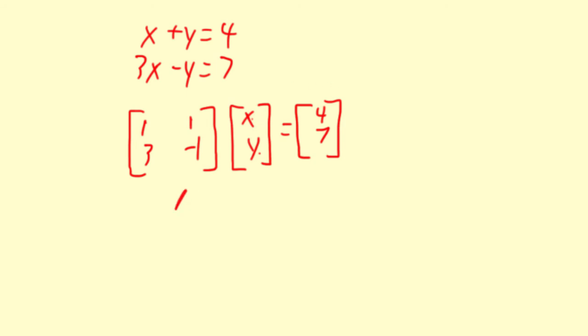So let's say this is matrix A, matrix X, matrix B. To solve for the variable matrix, you can multiply both sides by A inverse. So matrix X, this x, y, equals A inverse times B. So you would take the inverse of matrix A and then multiply it by matrix B, and that would give you x and y, which would be the solutions to this system right here.